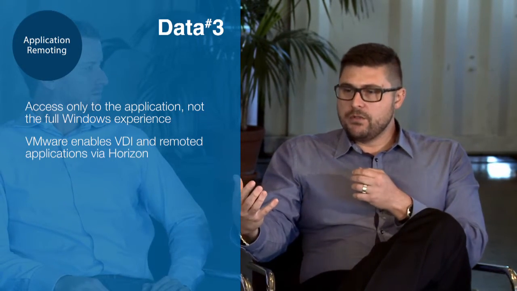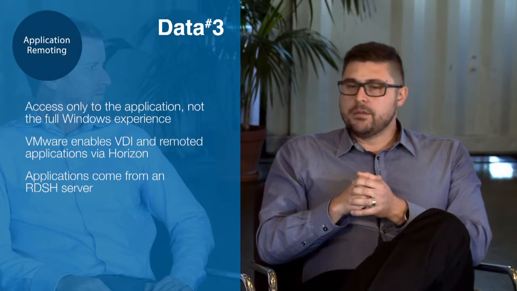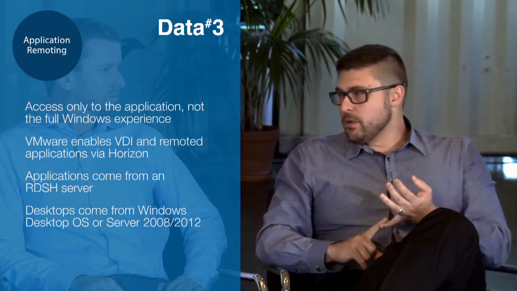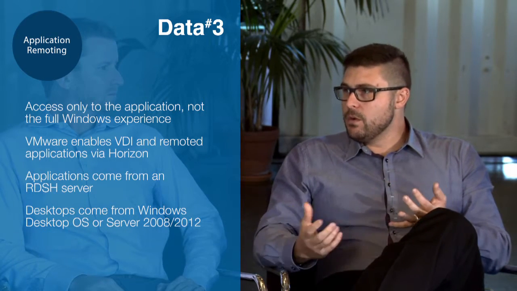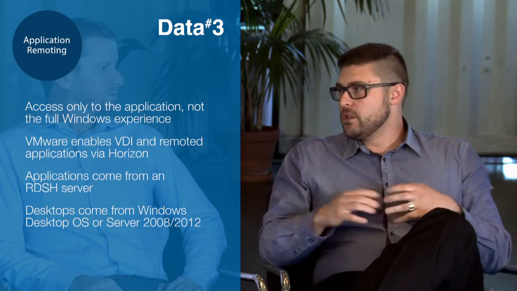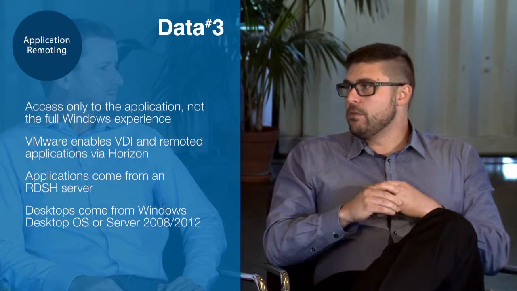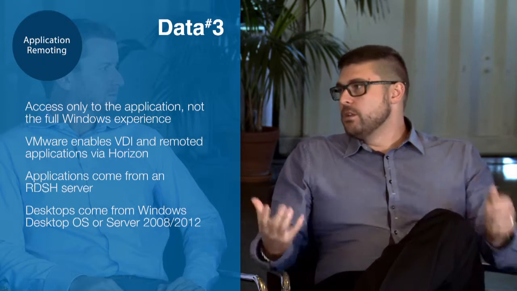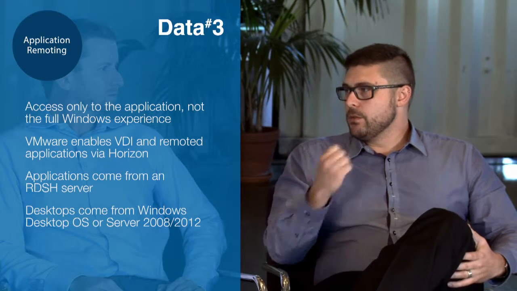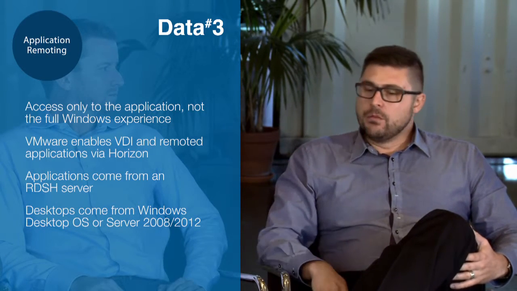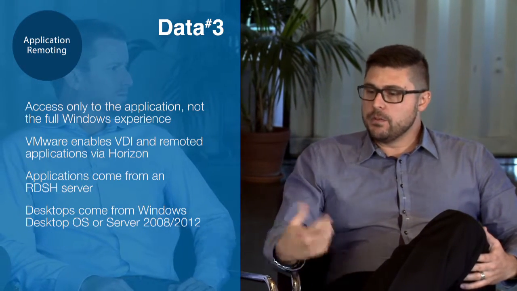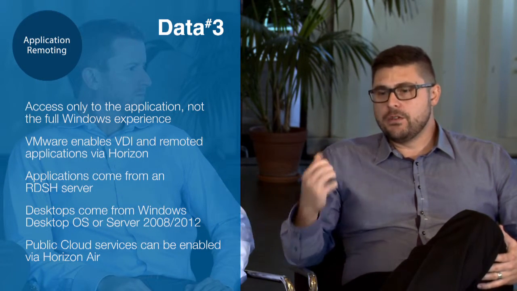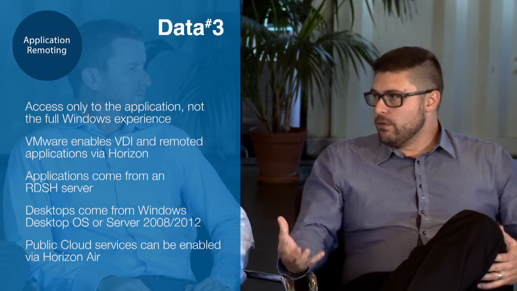Your applications come from an RDSH backend, and your desktops come from either a Windows desktop operating system like Windows 7 or Windows 8.1, or a server 2008, 2012 type operating system. Again, the operating system is dependent upon application compatibility. So all we do is broker those resources through Horizon on-prem. We can also broker those same services from the public cloud with Horizon Air. We provide the same level of brokerage to a virtual desktop or a remote application.